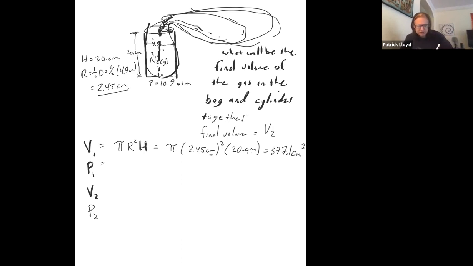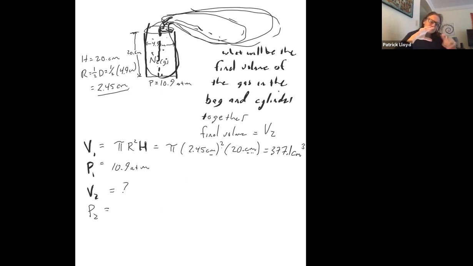Now our initial pressure is given, 10.9 atmospheres, so that's easy. We want to know what the final volume is, so that's what we're going to try to figure out. And then P2. Very good question. What is P2 here? Well, the issue is they don't tell us P2, but we're going to implicitly say the following.